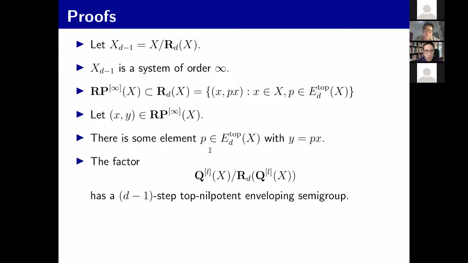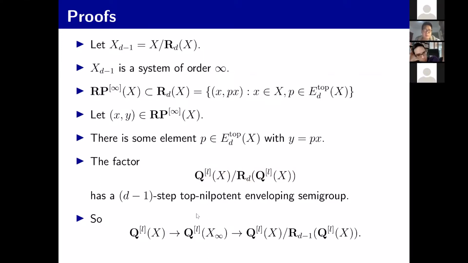We know that the factor also has a (d-1)-step pro-nilpotent enveloping semigroup by the induction. So we get the following factors. As we have proved that this is the maximal factor of infinity of the cube space, this factor is a factor of this. Okay.